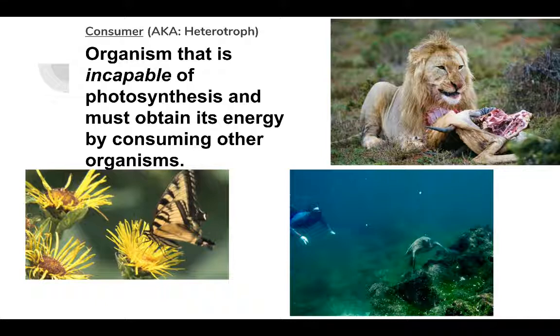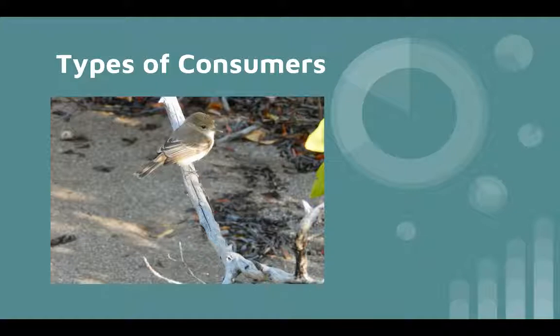First, we have our consumers, or we can also call them heterotrophs. These are organisms that cannot produce energy through photosynthesis. They need to consume, they need to get food, and this can be done many different ways. You see the lion obviously eating whatever that was. You have the butterfly, and then even the sea turtle there consuming algae. So this occurs both on terrestrial and aquatic ecosystems.